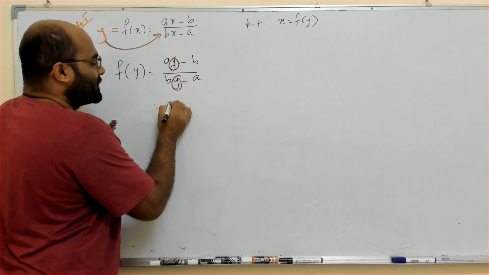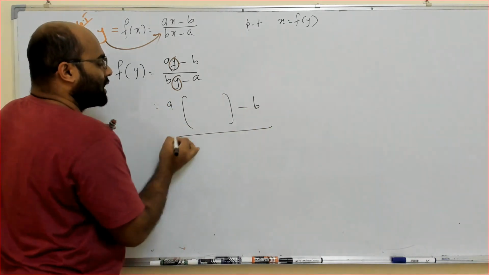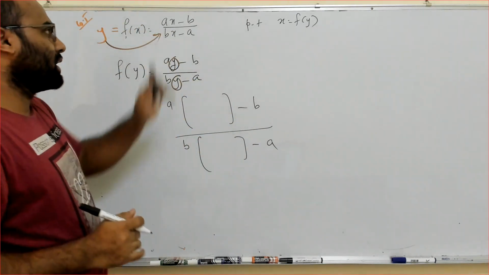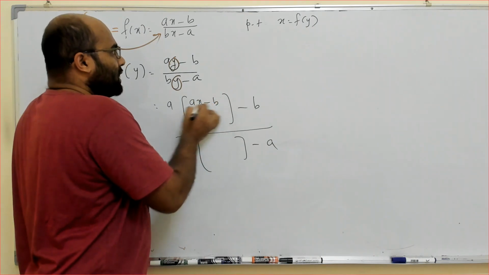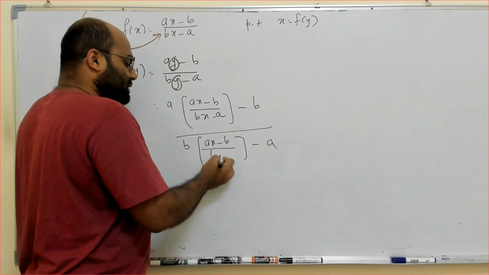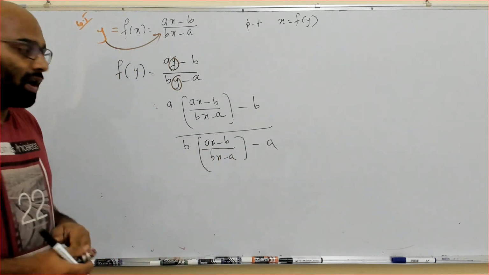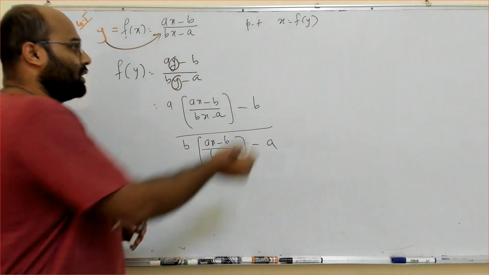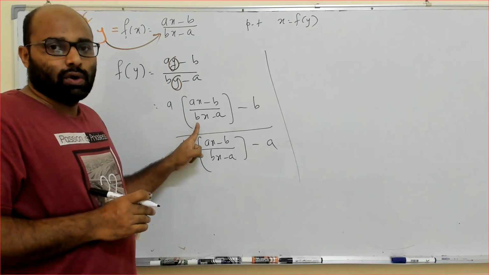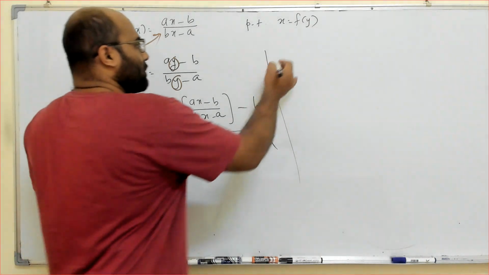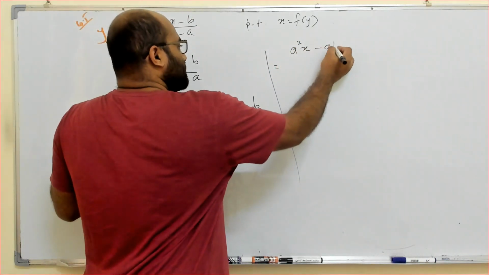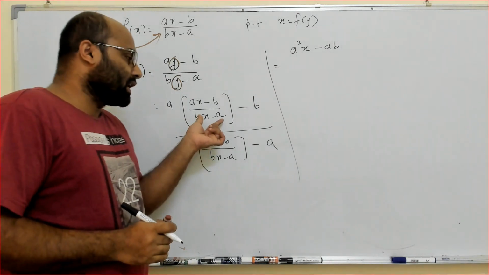So I am going to replace: a into that one minus b, by b into that one minus a. In this place, y we have to replace. What is y? Ax minus b divided by bx minus a. I hope you understood it. Now what we have to do? We have to find LCM and simplify. Now the second part. Some people mistakenly multiply the denominator also. Don't do that. Only the numerator part. So when we are multiplying, a square x minus ab, along with this one I am going to take LCM as well.